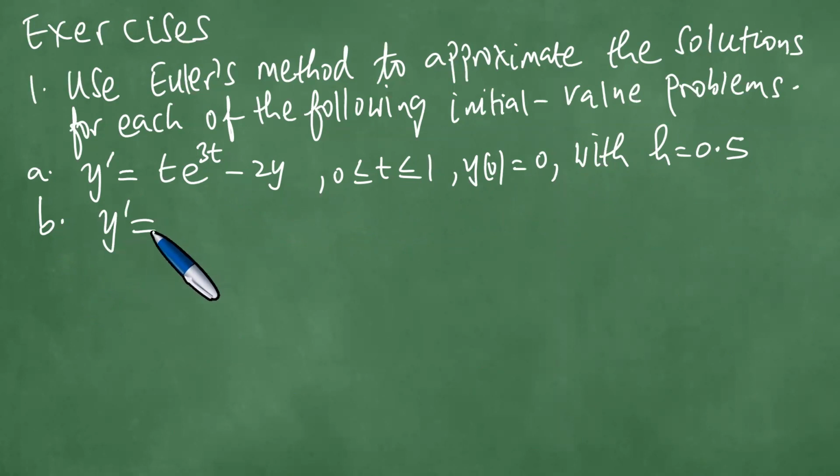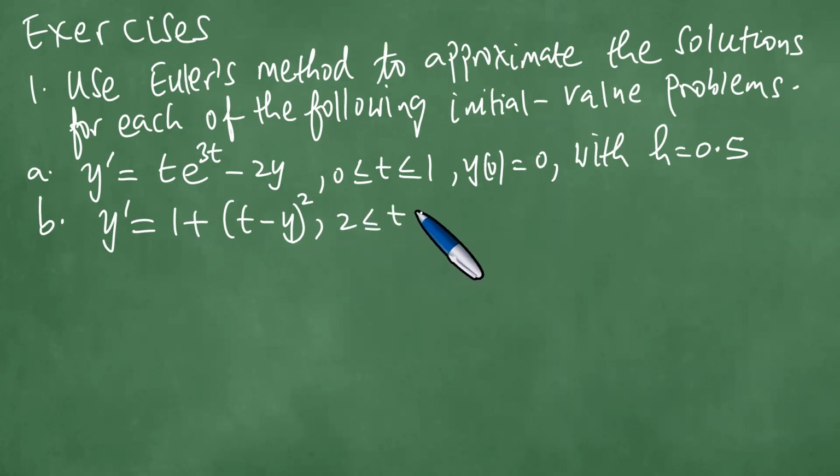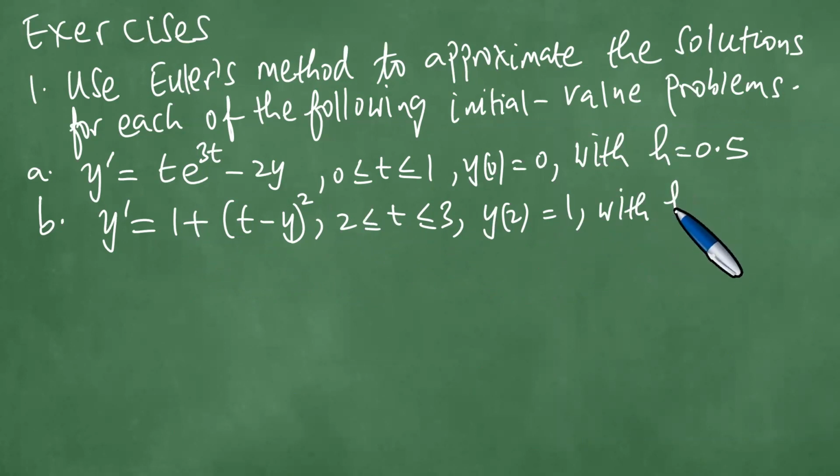Y prime is 1 minus (t minus y) squared, t between 2 and 3, y at 2 is 1, which is the initial value. But what is h for this second question? h is also 0.5.